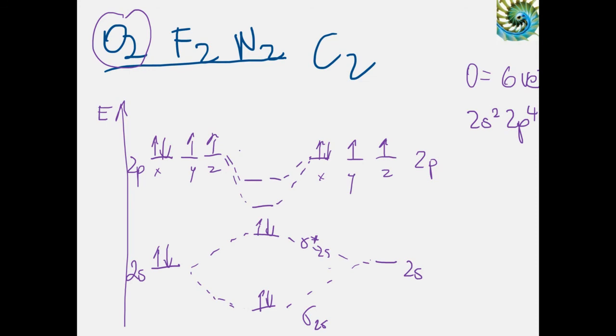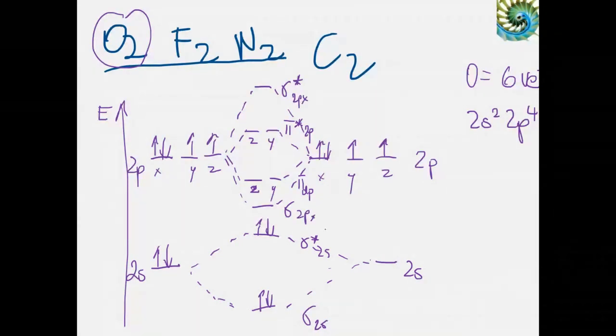And then you will have sigma and 2 pi bonds formed for the 2p orbitals. So we have a sigma 2p, then a pi 2p y and z, and then a pi anti-bonding 2p. I'm sorry, this is z and y, and this is going to be 2px, and sigma anti-bonding 2px. All you have to do is just fill up the electrons here.